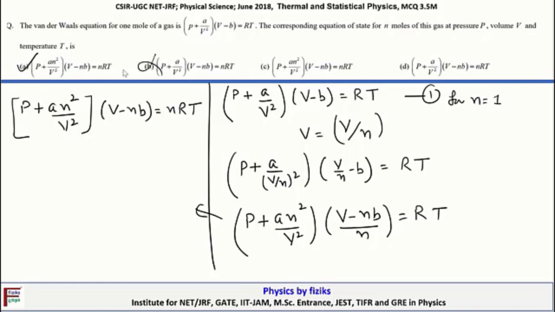Here it's strange that they have given two identical options. So in principle this is also true, because it's the same. A and C are exactly identical. D is not true. So therefore A and C are the correct options here.